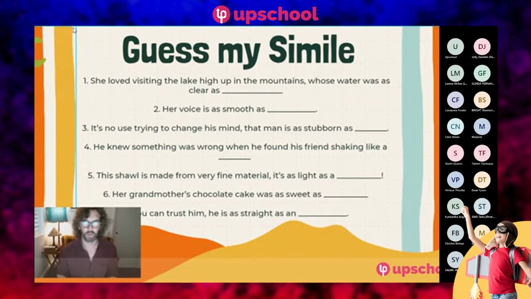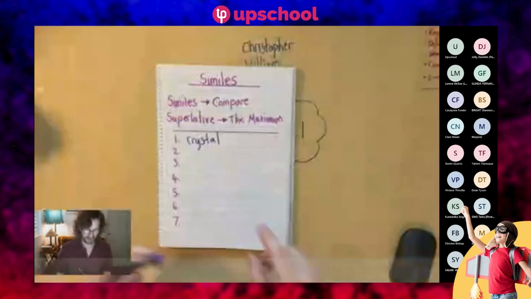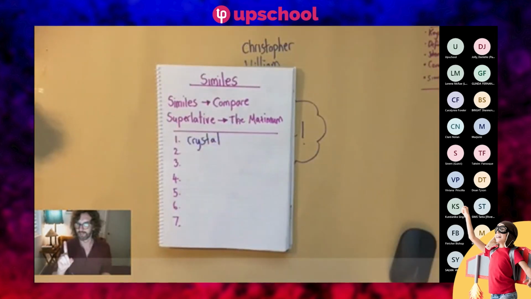Okay, so question number 1. She loved visiting the lake high up in the mountains, whose water was as clear as crystal. It was as clear as crystal, because crystal is extremely clear. Answer number 1, crystal. Let's continue.